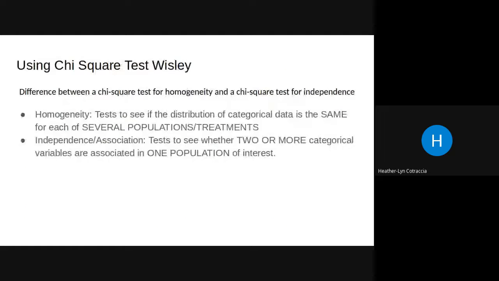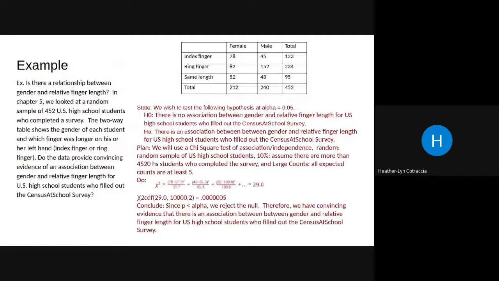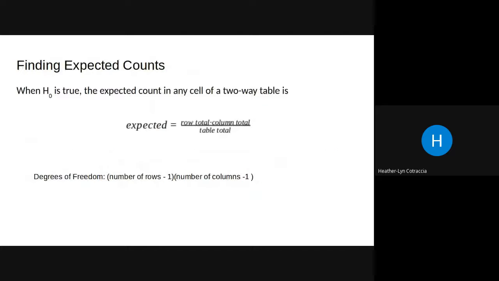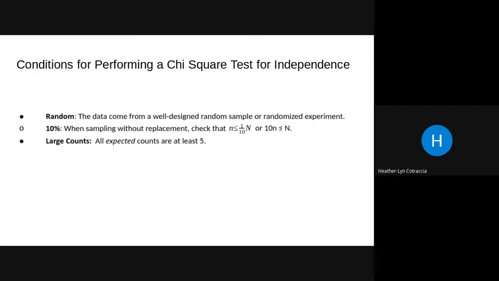Okay, so not much change today. 11.2b is very similar to 11.2a as far as how a chi-square test is performed. Use Google Sheets. There's your chi-squared statistic. Your p-value is chi-squared CDF. Remember, it's still right skewed. That's how you find your observed and your expected.